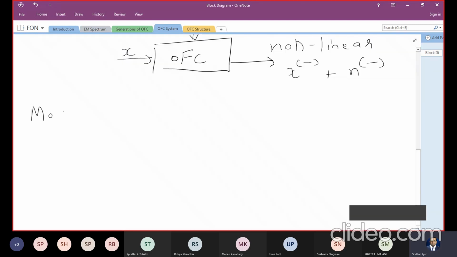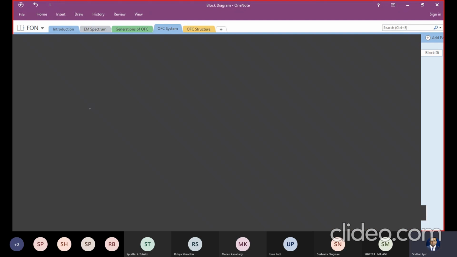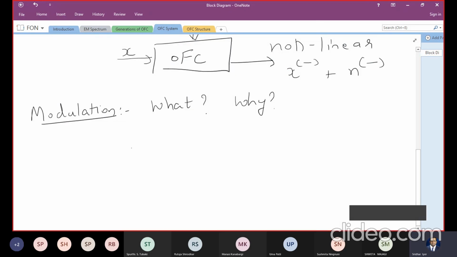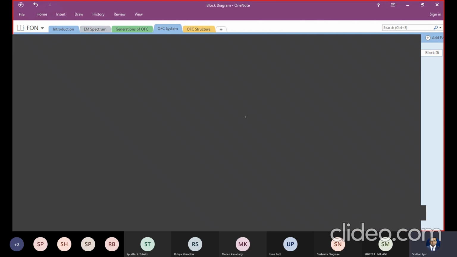So just to recap, what is this modulation? There are two questions to modulation: what is it, and why should I do this? We always have the answer to what. We know that we take a low frequency signal, superimpose it on a high frequency signal, and you get a high frequency modulated signal, and then at the other end you demodulate it. However, we may not really be aware of why we are doing that.